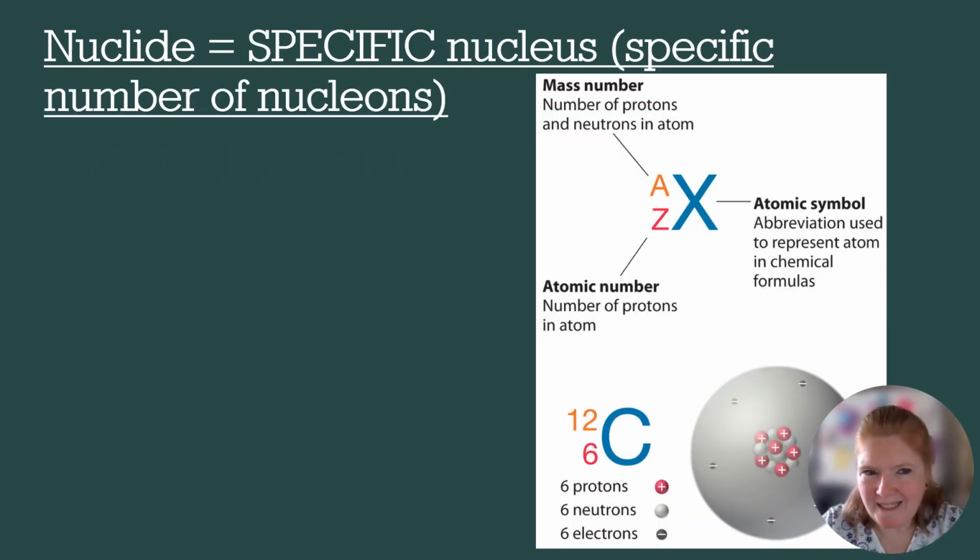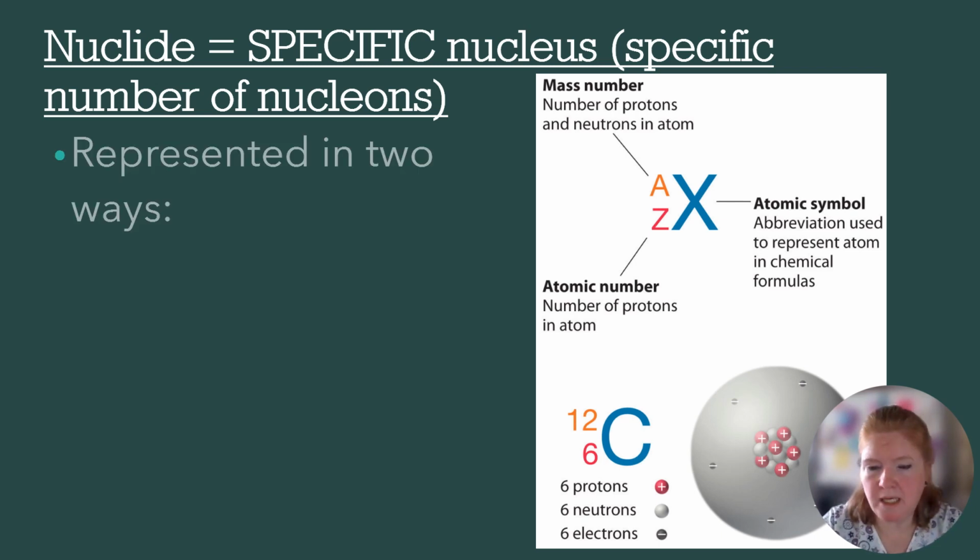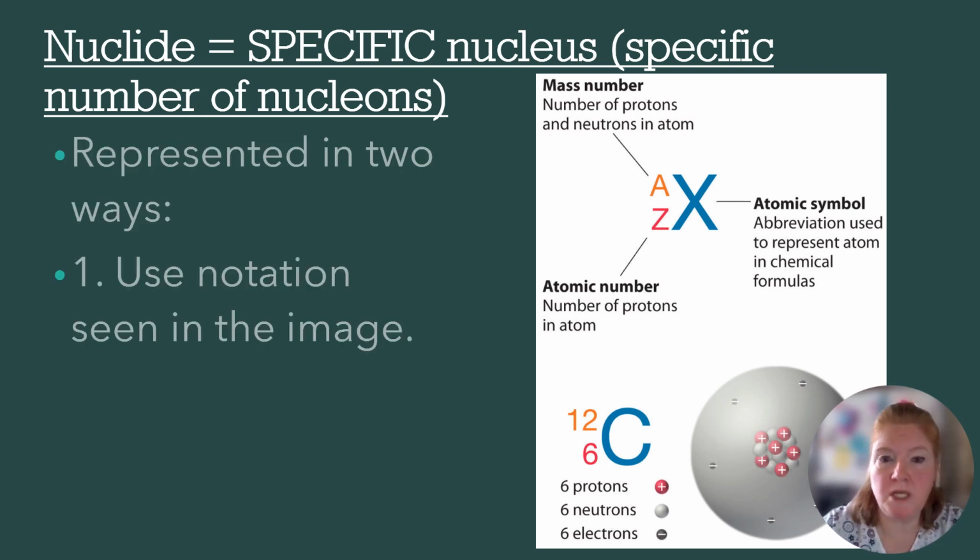A nuclide is a specific nucleus. So it has a specific number of nucleons, a specific number of protons, and a specific number of neutrons. So we can represent it in two ways. We can use the notation seen here in the image, where you have the symbol, the mass number, and the atomic number.